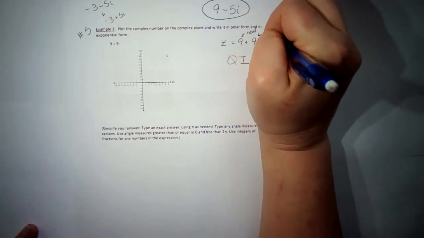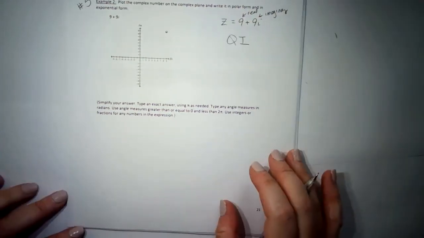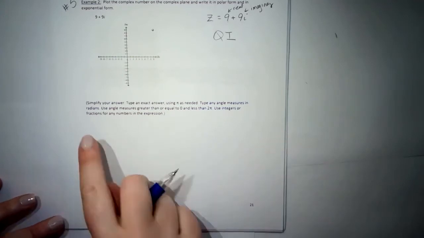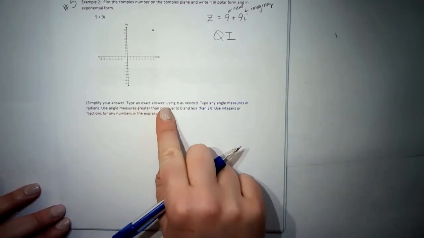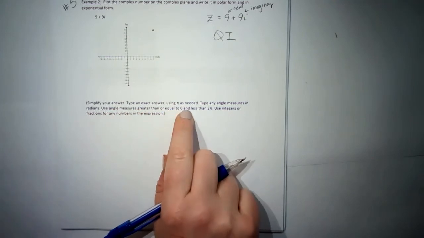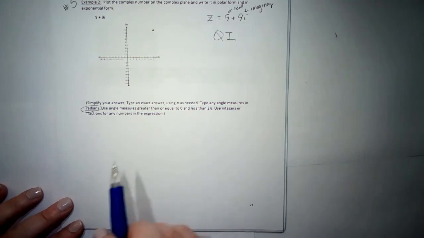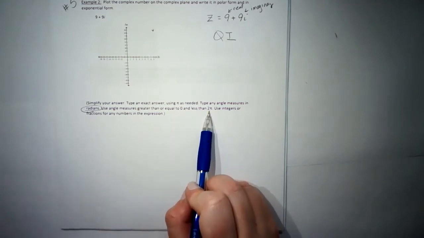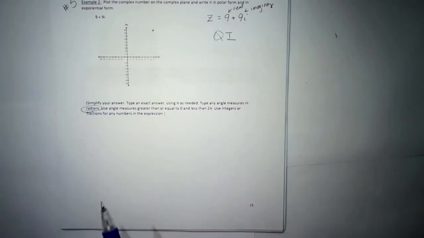Here's your imaginary part. Okay, good deal. Now let's come down here. It says simplify your answer. It tells you all kinds of things: type an exact answer, use pi if you need it, make sure your angle's in radians. You want it to be between 0 and 2 pi, fractions only, no decimals, all that good stuff.